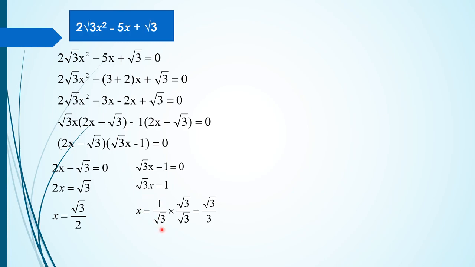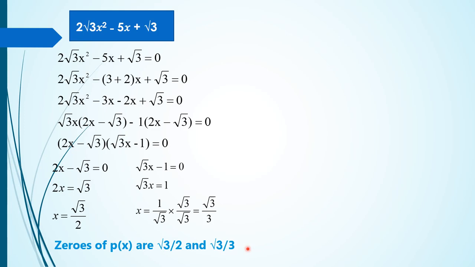But here root 3 is an irrational number which we are having in the denominator. Whenever there is an irrational number in the denominator, we should go for rationalization. You have to make it a rational number. Multiply both the numerator and denominator with the rationalizing factor of root 3, that is root 3. 1 into root 3 is root 3, root 3 into root 3 is 3. Therefore, in the denominator I will get a rational number. So the two zeros of p of x are root 3 by 2 and root 3 by 3. Now you got the zeros of the polynomial.